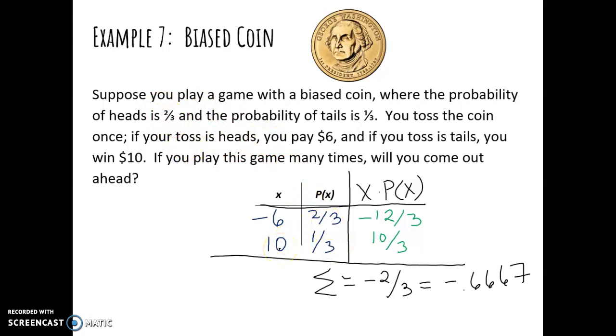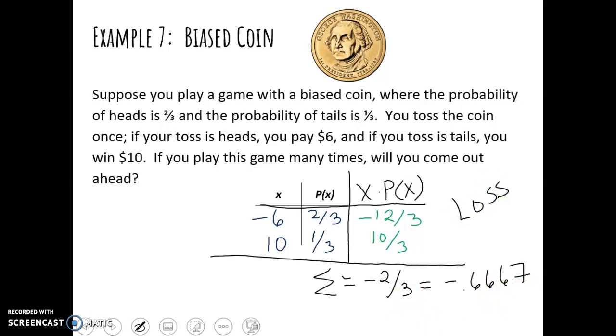If you win $10, that's the probability of flipping tails. The probability of flipping tails is 1/3. If I multiply across, if I'm doing this by hand, -6 times 2/3 is -12/3. 10 times 1/3 is 10/3. If I add that together, I get -2/3, which is -0.6667. So it is a loss.